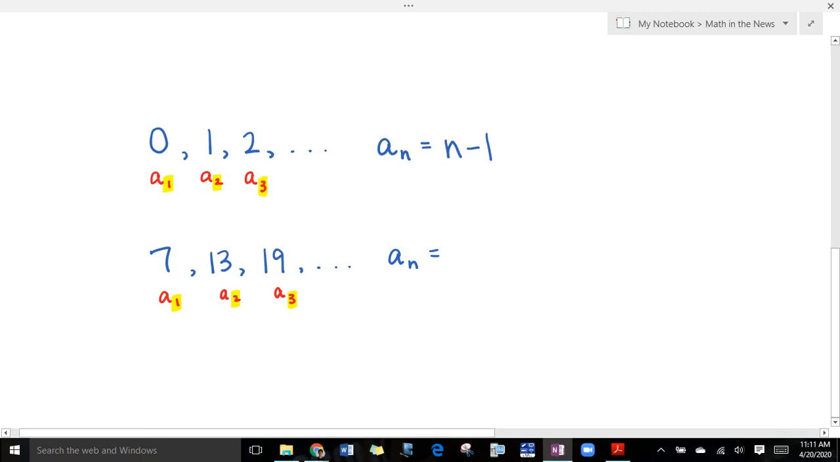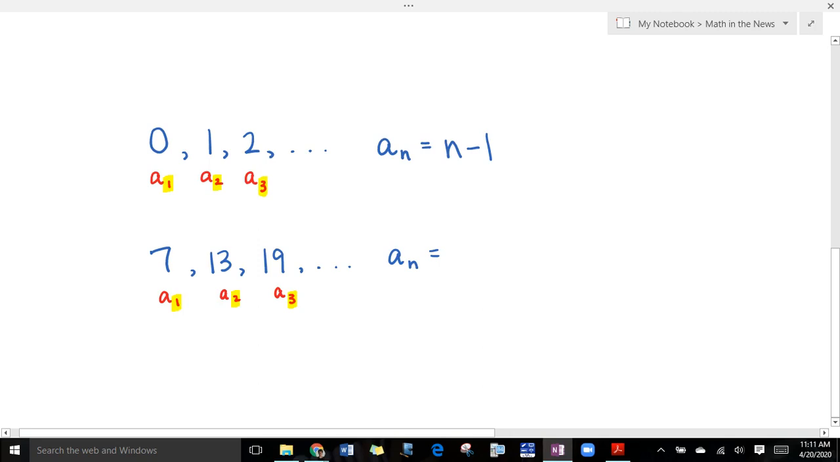The second one's not as obvious. But again, I've labeled my terms, A1, A2, A3, and my goal is to find the relationship between the term number and the term itself. I can see that if I were to think about this first term, if I multiply it by 7, that works. But then when I move on to the second term, it doesn't work as well, and neither does it work the third time. What if we add? If I add 6 to my first term number, I get the first term. But again, that doesn't work for any of the others.